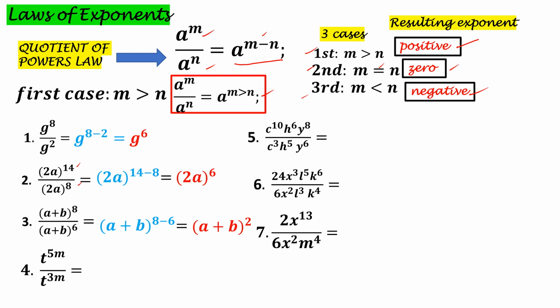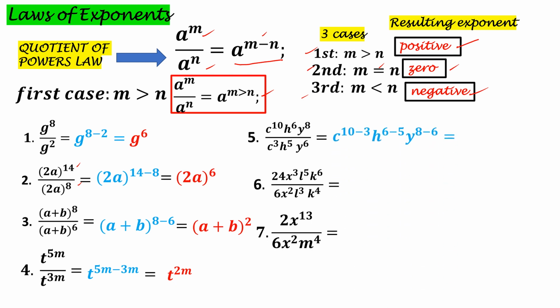Well, number 4, we have there the t to the 5m and t to the 3m. Remember, we are not only dealing with a constant exponent as long as we are able to apply the concept that if we are dividing common bases, we simply subtract the exponent. So that will be 5m minus 3m. That will give you an answer of t to the power of 2m.